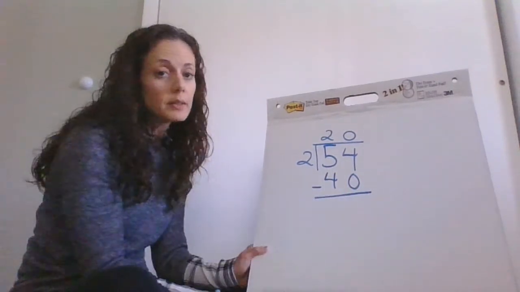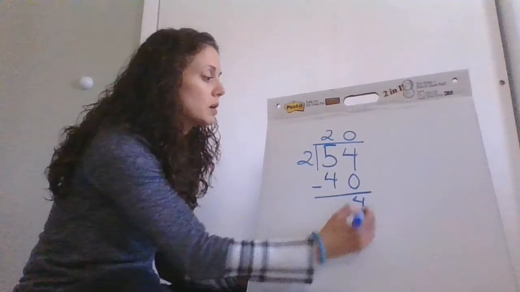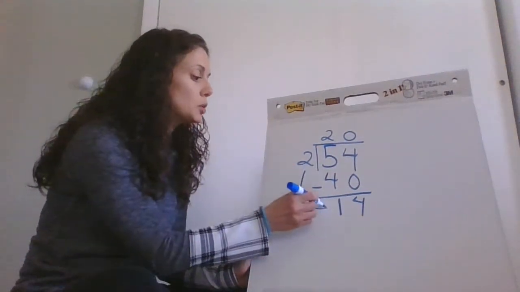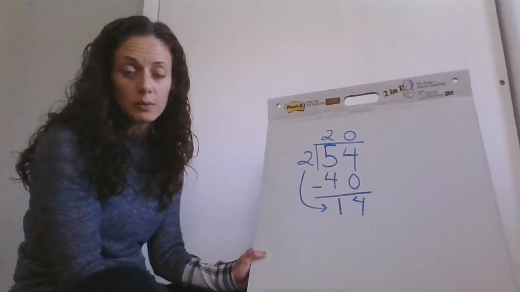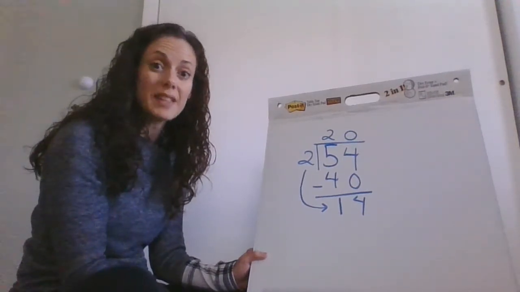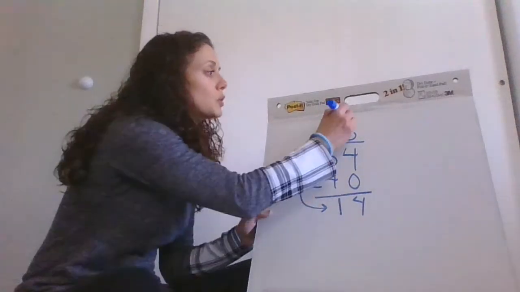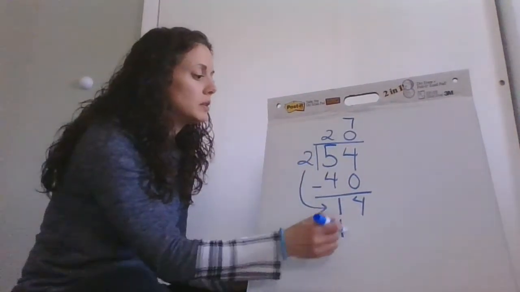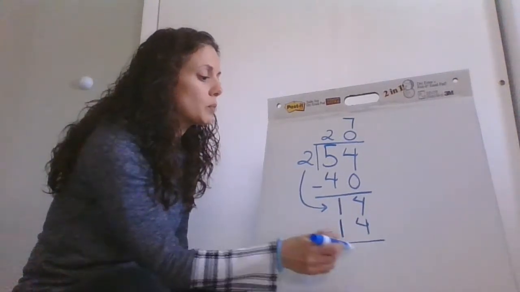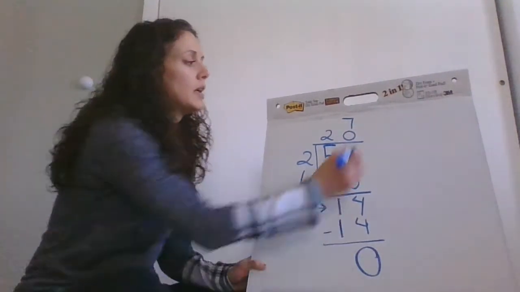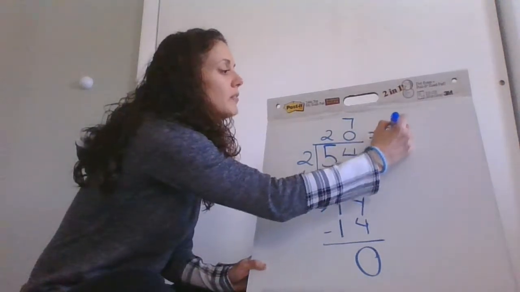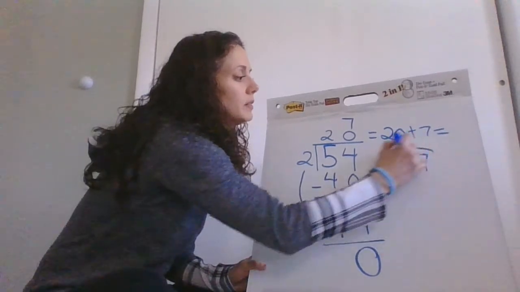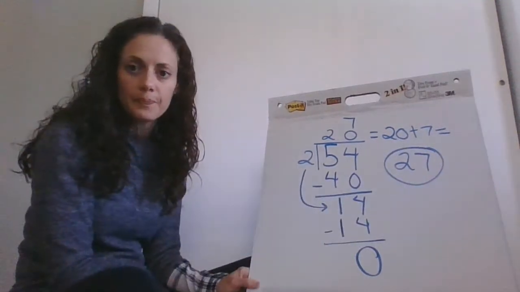We subtract. 4 minus 0 is 4. 5 minus 4 is 1. Now it's how many times can 2 go into 14 evenly? Well, if you think of your 2 facts, 2 times 7 equals 14. So the 7 would come up here in the ones. 2 times 7 is 14. We subtract and we get 0. Then we have to add 20 plus 7 and we get 27 as our quotient.